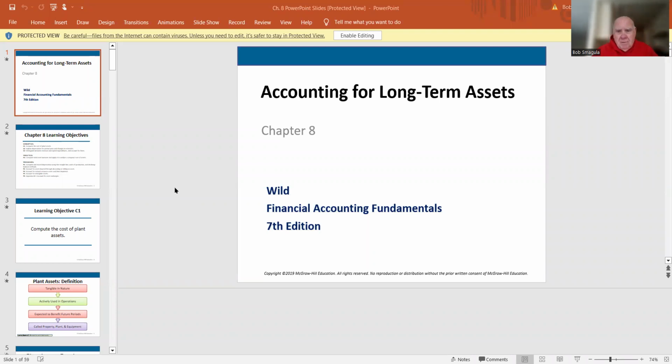Okay, let's have a little fun with this chapter here. I think you'll find some of this interesting. Dealing with long-term assets, non-current assets, assets that are going to be around for years to come, and we get to depreciate them.